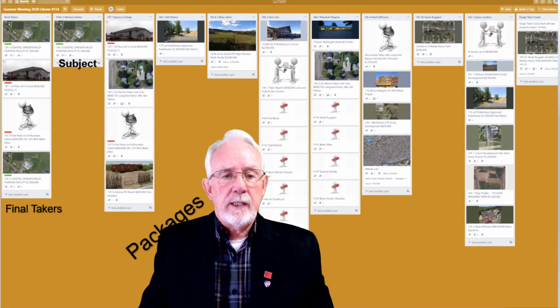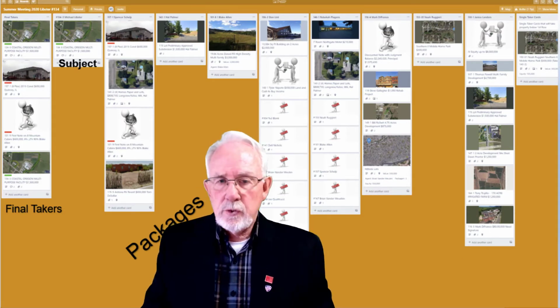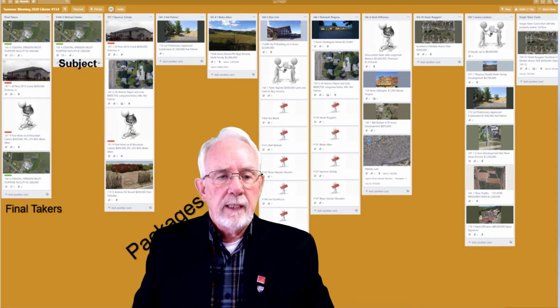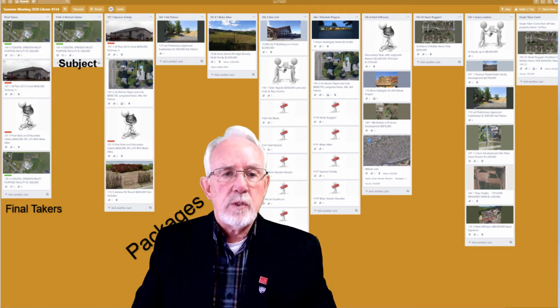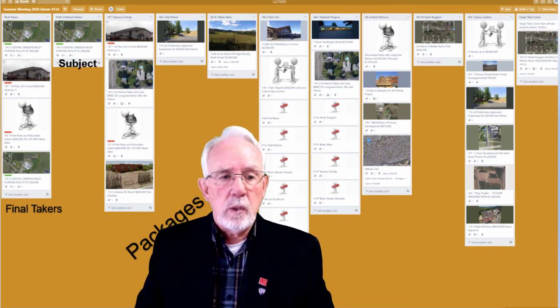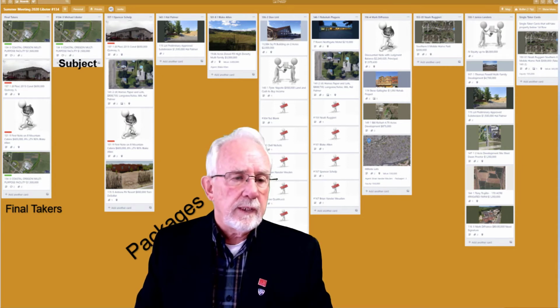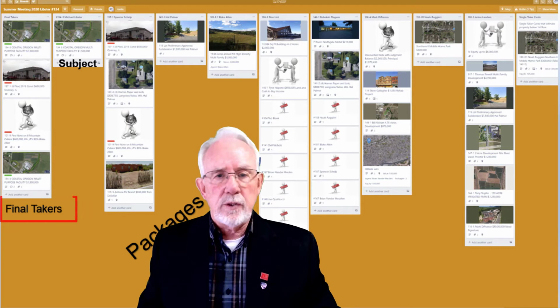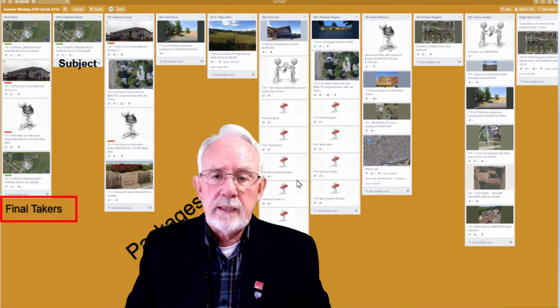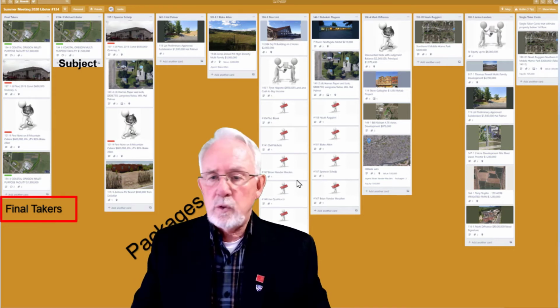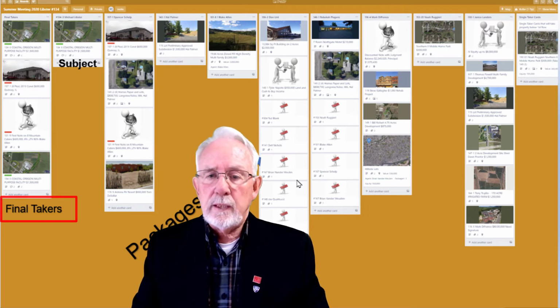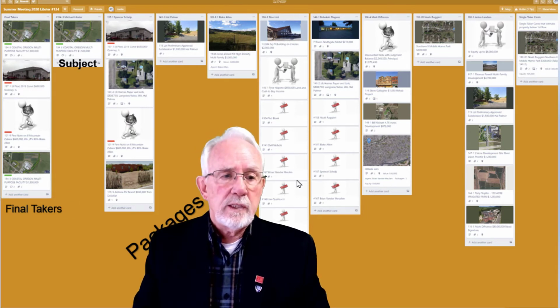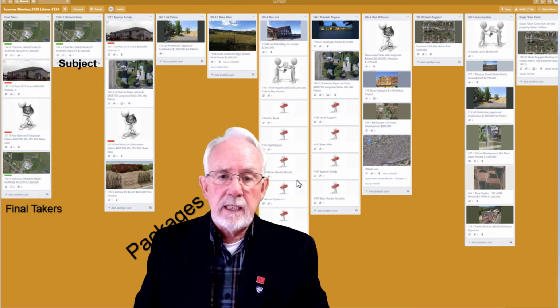Now this is the structure of the board that you see on the screen. All the takers for the subject property are on the top row. And you can see on the very left-hand side that there's a column called Final Takers. Now, if your client is interested in any of those properties on the board, you would just copy those cards and move them over to the Final Takers list.